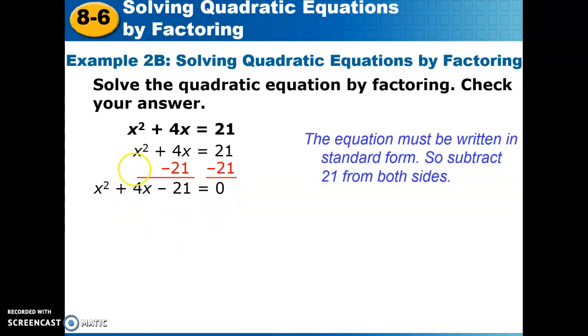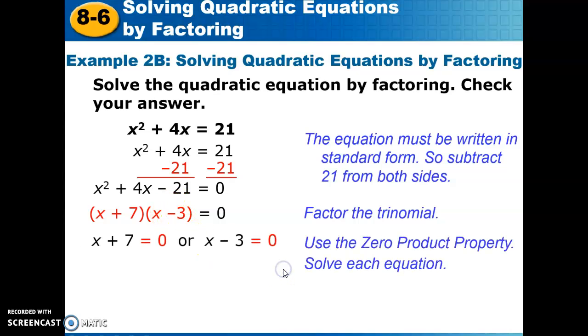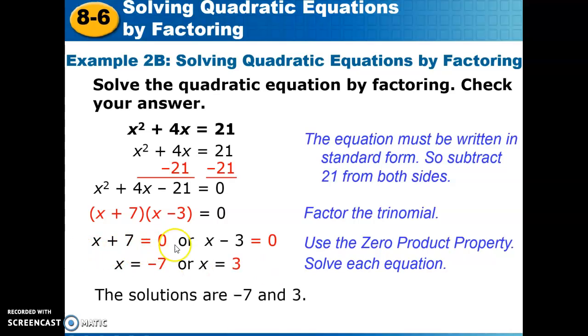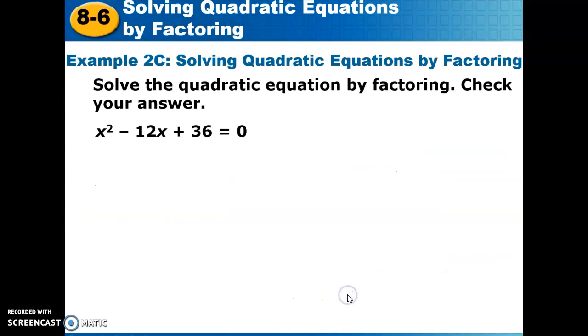Okay, so next step is we're going to factor our left side, and we get x plus 7 times x minus 3. We're going to set that equal to 0. And again, you can take the opposite of this 7 and make it negative 7, and then opposite of negative 3 and make it positive 3. You can set them equal, do the zero product property too, but you can use that little shortcut of the opposites. So our solutions are negative 7 and 3. Again, you can check it by plugging and chugging.